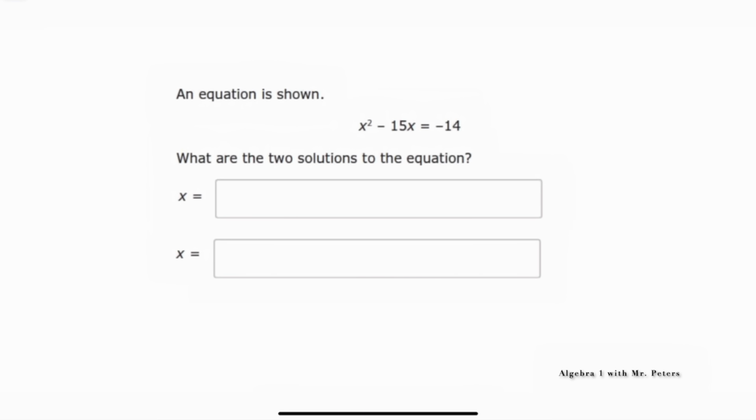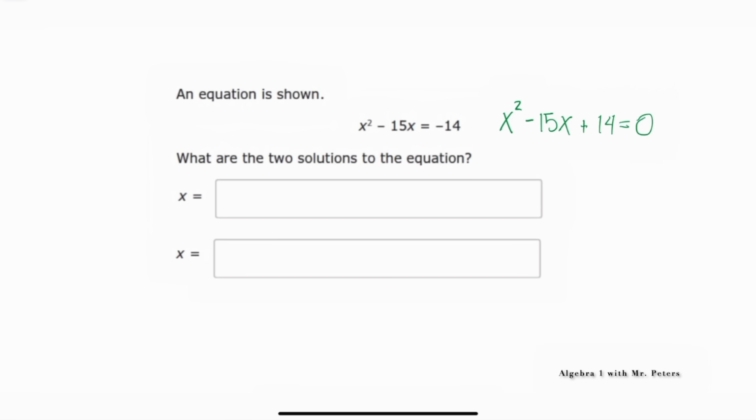So they give us a quadratic equation and it's not in standard form. So that's the first thing we have to be mindful of. So we're going to put this in standard form: x squared minus 15x plus 14 is equal to 0.